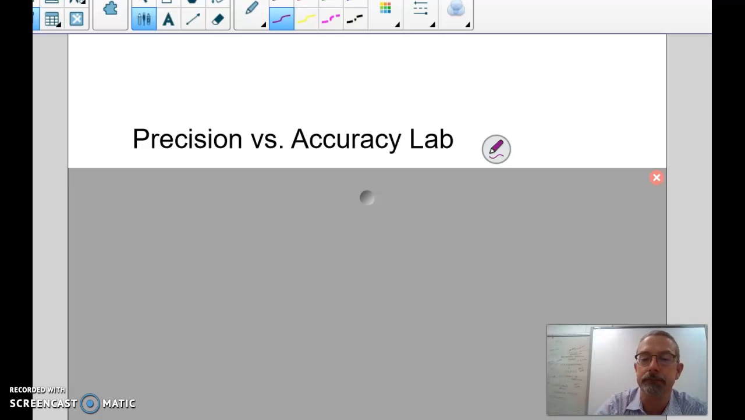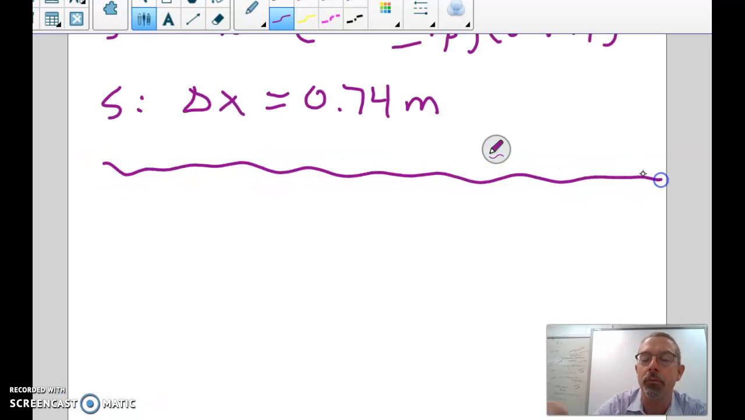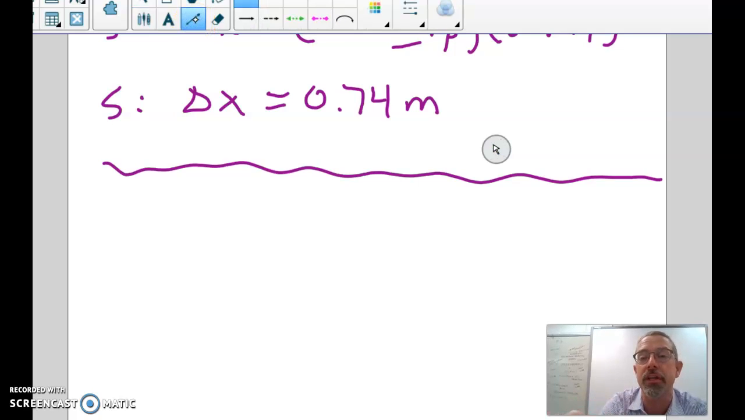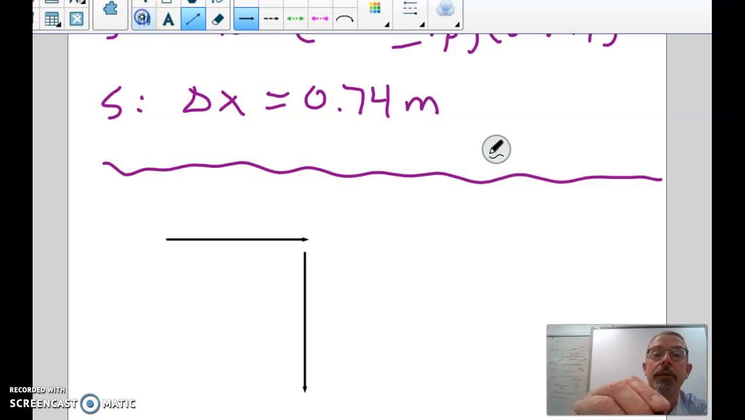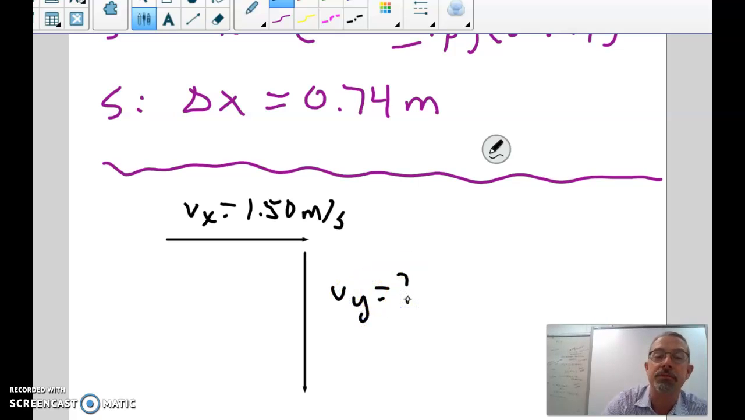Now for the second part, whoops, wrong lab here. For the second part, we are now going to have two vectors. We want to find out the direction and the speed with which it's going. So we have a Vx and we have a Vy. In this case, we already know what Vx is because that was part of the givens. That is 1.50 meters per second. But we need to determine what Vy is, because what we really want to do is figure out this resultant here and figure out this angle theta.